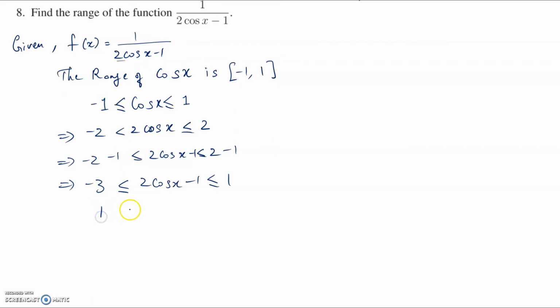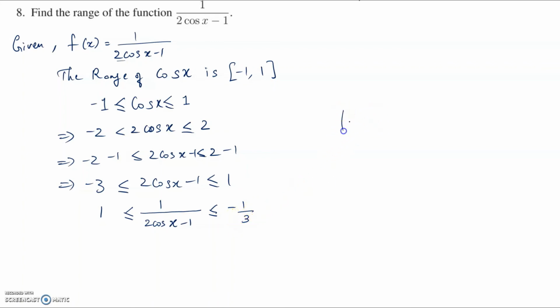1, because 1 by 1 will be 1. So 1 is less than or equal to 1 over 2 cos x minus 1 is less than or equal to minus 1 by 3. So our range is 1 by 2 cos x minus 1 has to be greater than or equal to 1, or it should be less than or equal to minus 1 by 3.